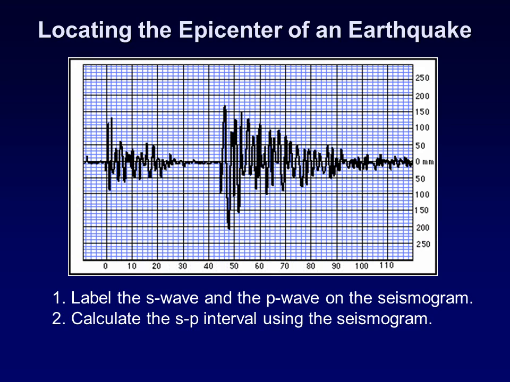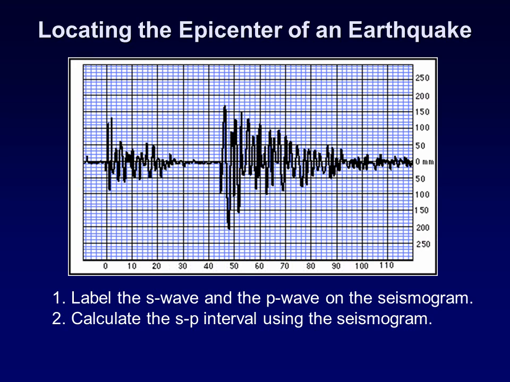Determining the epicenter of an earthquake. So we were just looking at arrival times to try and figure out what was generally closer to the epicenter, and now we can get a little more precise with that. So looking at this graph, you want to label the S wave and the P wave on the seismogram.